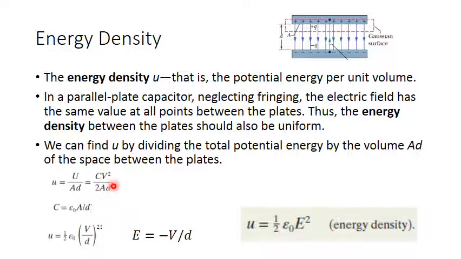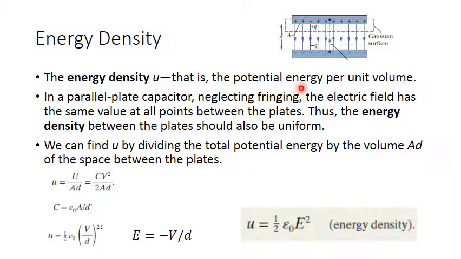So we can cancel this A with this A, and d over d squared leaves d squared, so it will be half epsilon naught V squared over d squared. But if we remember, the electric field between two parallel plates in terms of the potential difference between them is minus V over d. So V over d can be replaced by the electric field. In this case, the stored electric energy density would be half epsilon naught E squared.